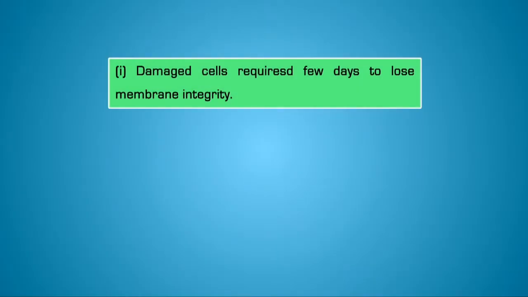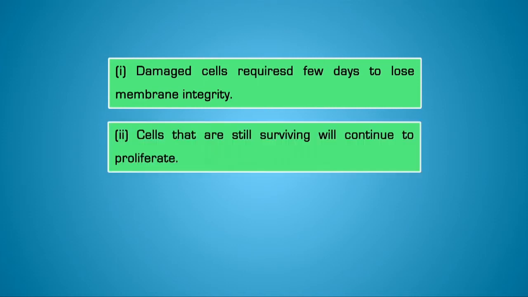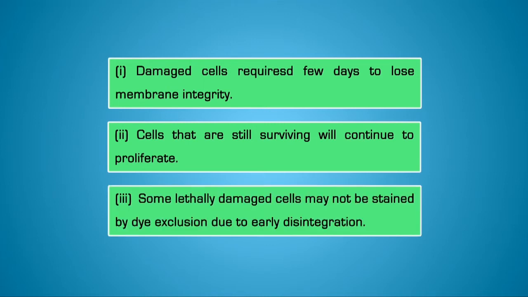While using dye exclusion assays, certain factors must be accounted for. First, damaged cells require a few days to lose membrane integrity. Secondly, cells that are still surviving will continue to proliferate. Third, some lethally damaged cells may not be stained by dye exclusion due to early disintegration. Here, the second and third factors may cause underestimation of cell death when data is to be prepared as a percentage of surviving cells.